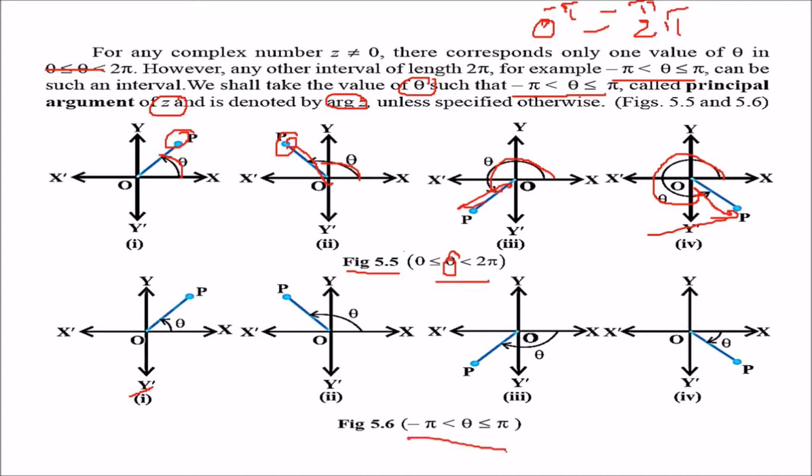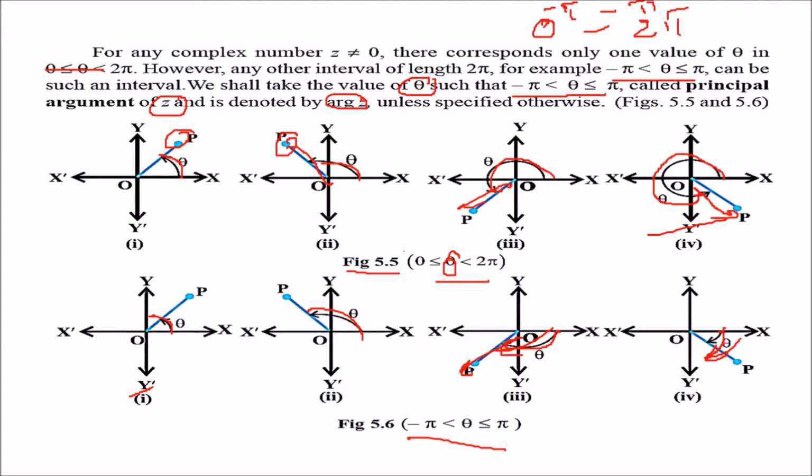And what about minus pi to pi? So this is theta, but when it comes here in the third quadrant, theta will be taken here in the clockwise direction, and this will be theta. So these are the thetas.